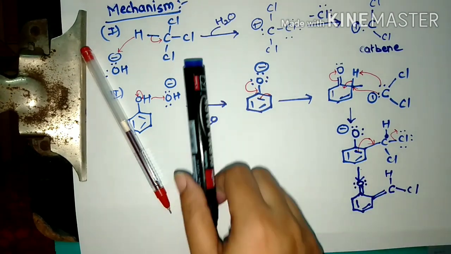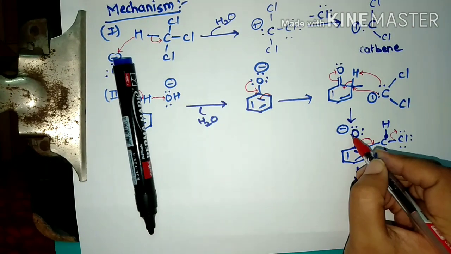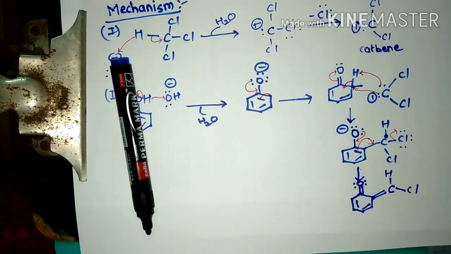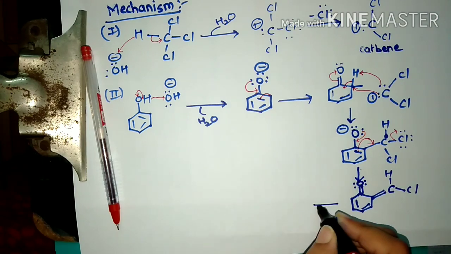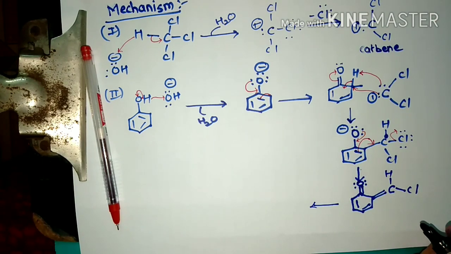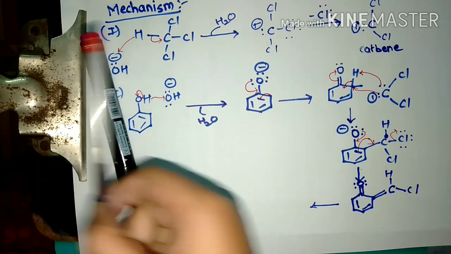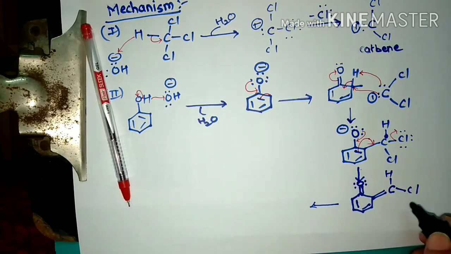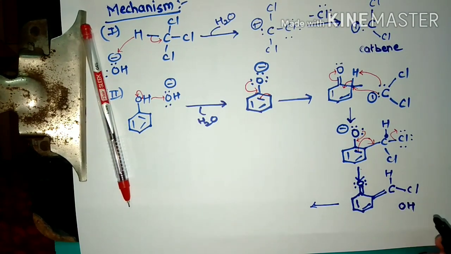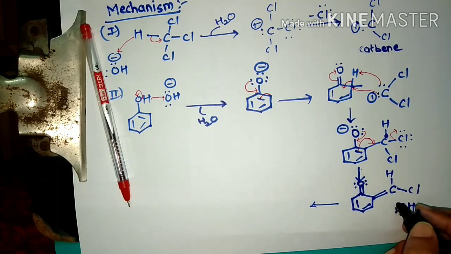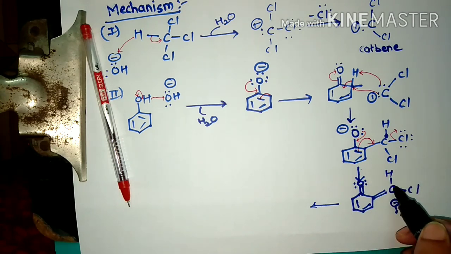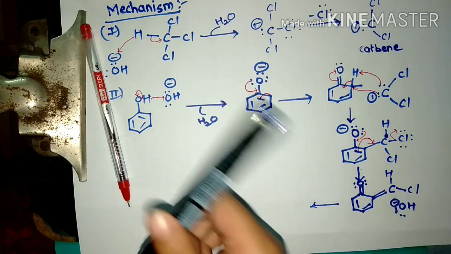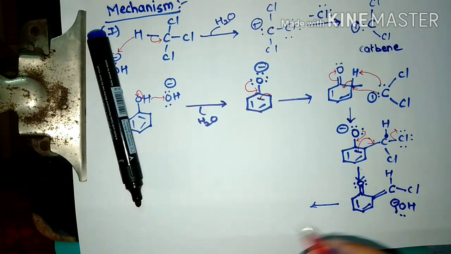How is this double bond formed? By shifting of this electron over here. Now what will happen? The alkyl group with the alkaline group which is there helps to form a bond with the carbon atom so that it stabilizes the benzene ring.